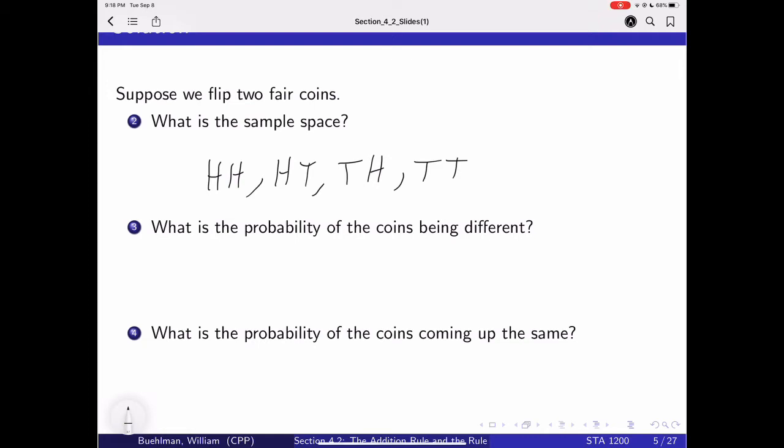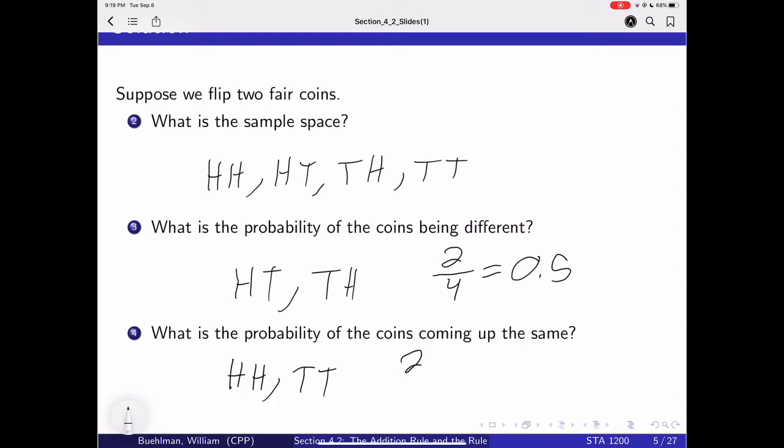What is the probability that the coins are different? Well, we look at our sample space up here and we see heads, tails, the coins are different, and tails, heads, the coins are different. So we have 2 outcomes out of 4 that are different, which gives us 0.5. So the probability that the coins are different is 0.5. What is the probability that the coins are the same? Well, there's again 2 possibilities, heads, heads, or tails, tails. So it's 2 out of 4, or again, 0.5.